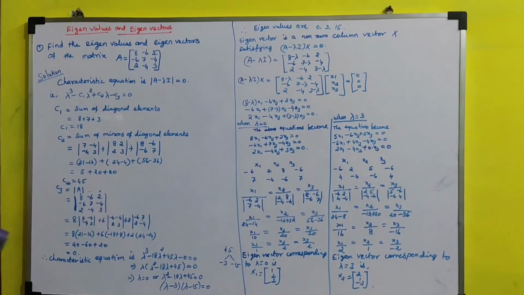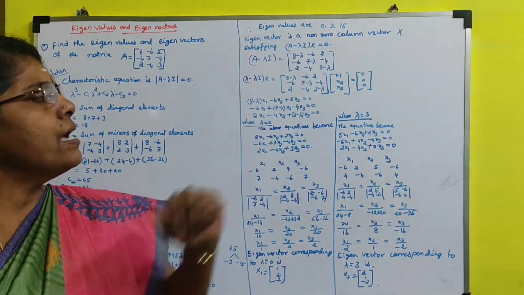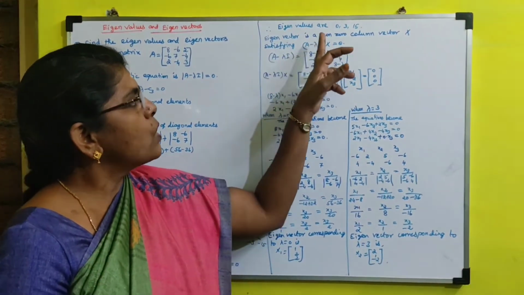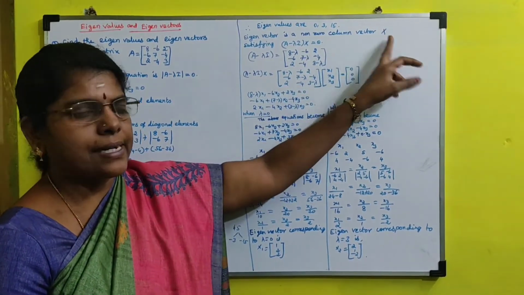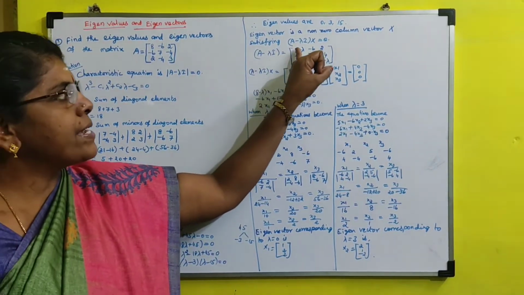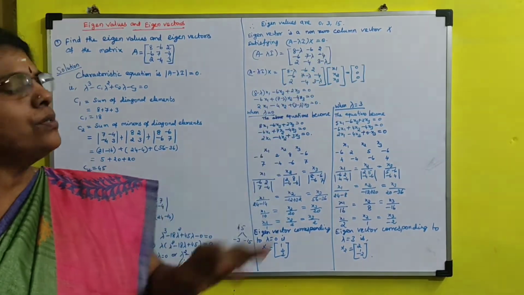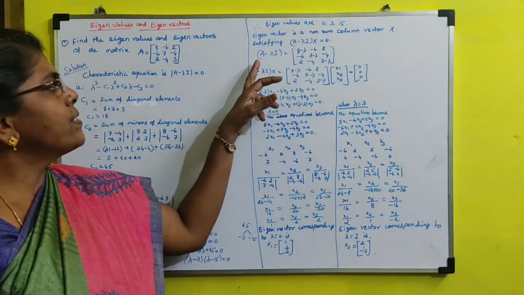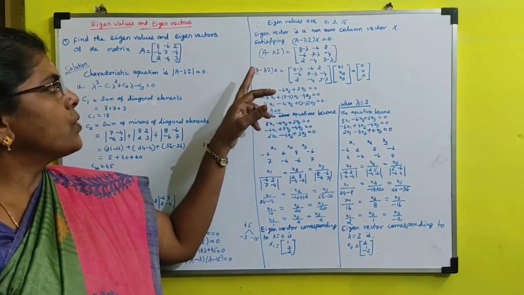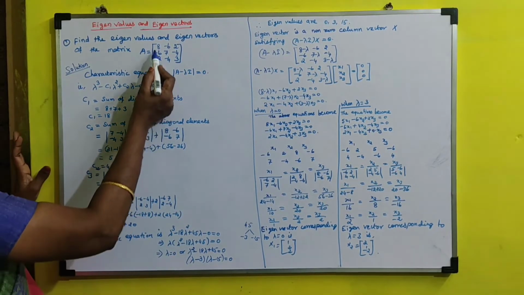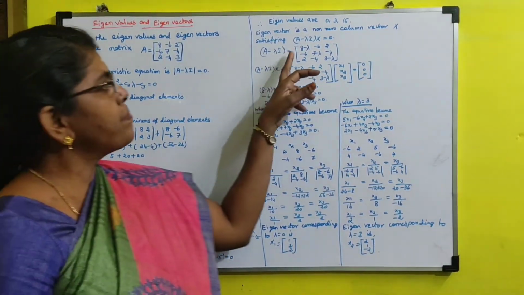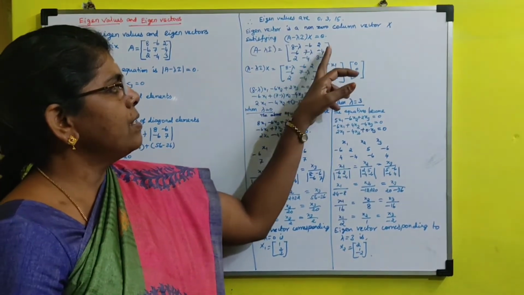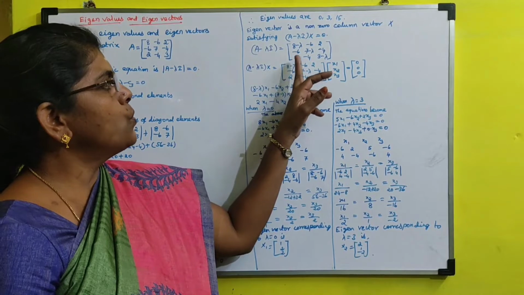Next, we have to find the eigenvector for all these three eigenvalues. Okay, what is an eigenvector? An eigenvector is a non-zero column vector X satisfying (A minus lambda I) into X equal to 0. X is a non-zero column vector. Okay, what is A minus lambda I? We have to put minus lambda in the diagonal of the matrix.